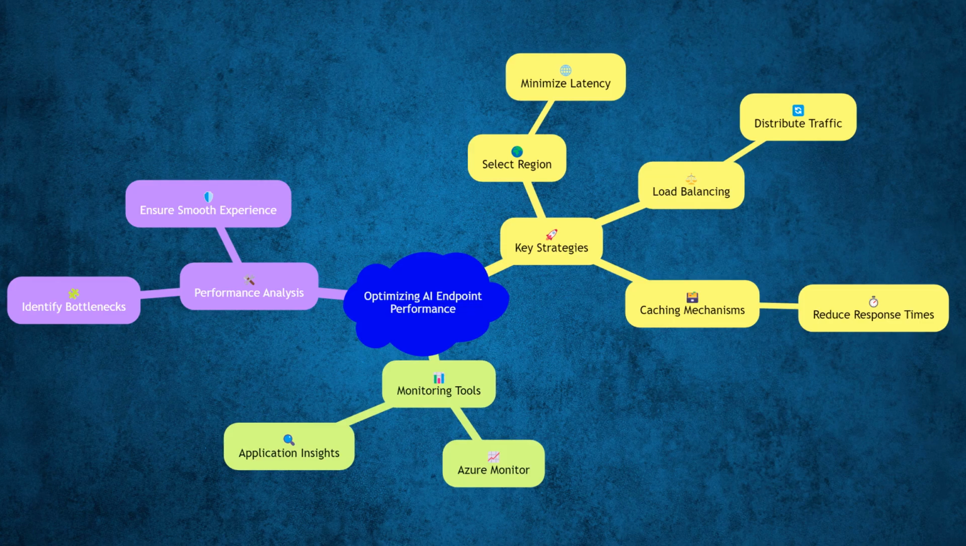Optimizing the performance of default endpoints is essential for ensuring that AI services respond quickly and efficiently. This involves selecting the appropriate region for the endpoint to minimize latency, configuring load balancing to distribute traffic evenly, and implementing caching mechanisms to reduce response times. Monitoring and analyzing endpoint performance using Azure Monitor and Application Insights can help identify and address any performance bottlenecks, ensuring a smooth and responsive user experience.